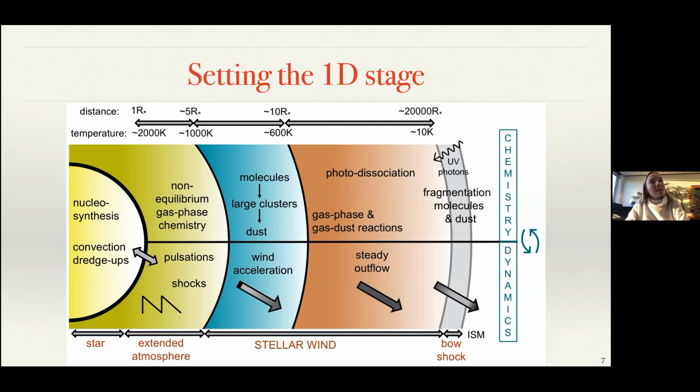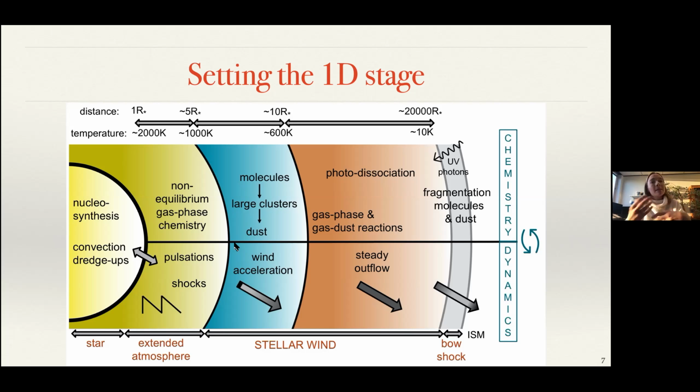So let's first set this 1-dimensional stage, and then I will show where the complexity arises. This is just a schematic, for people who have never seen it, of this AGB star in yellow, and then several spatial regions in the stellar winds. You can see, shown here with these arrows, that AGB stars, and to a lesser extent also supergiant stars, are pulsating. And due to these pulsations, we have shocks in the inner winds. And the consequence of these shocks is that we have a chemistry which is out of equilibrium.